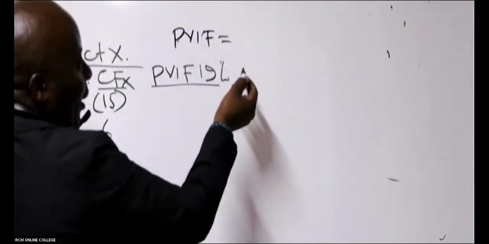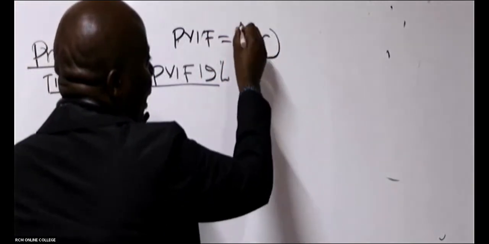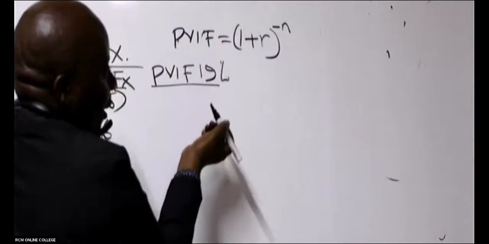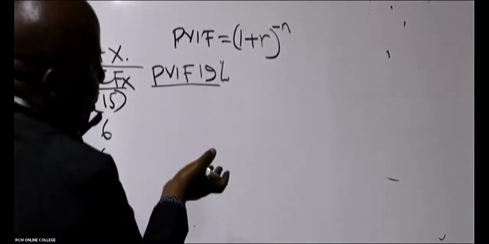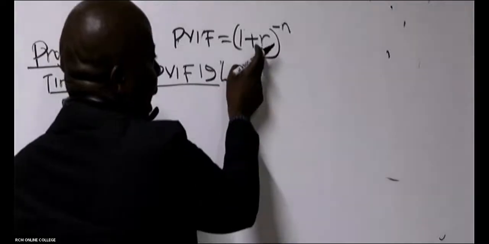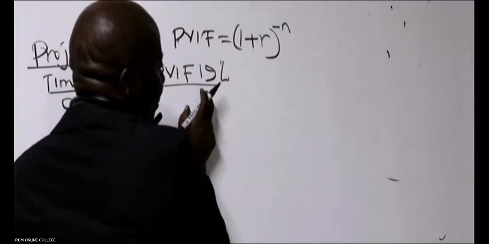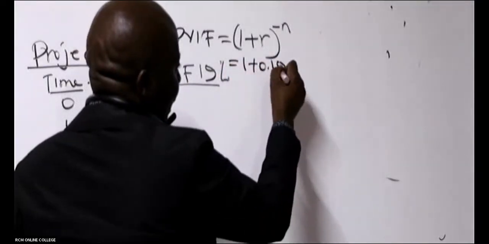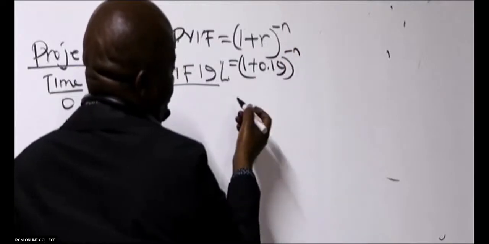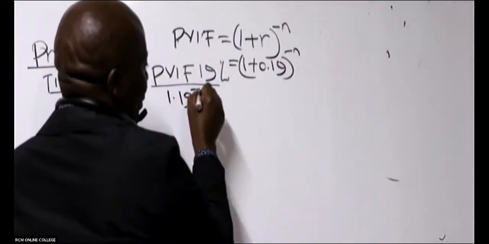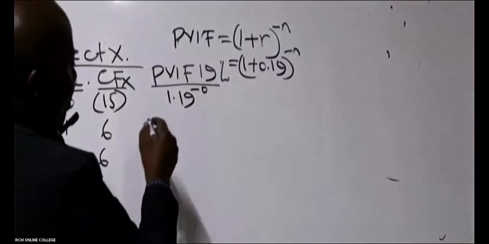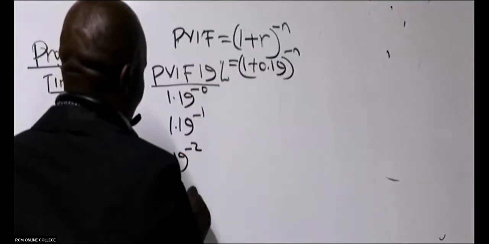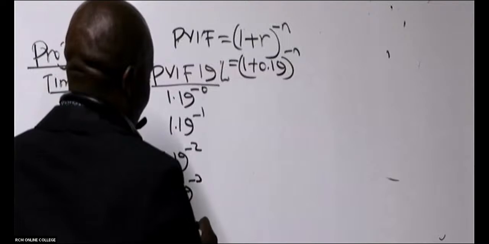This is the easiest thing. I will use 1 plus R, and because I'm discounting, I can't use the compounding positive n, so I will use negative n. Because I don't have 19% in the table, I have to compute them. R is the cost of capital, 19% for X. So this will be 1.19 raised to negative n: 1.19 to negative 0, negative 1, negative 2, negative 3, negative 4.